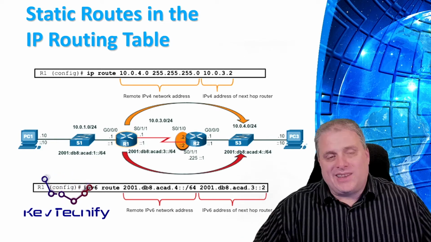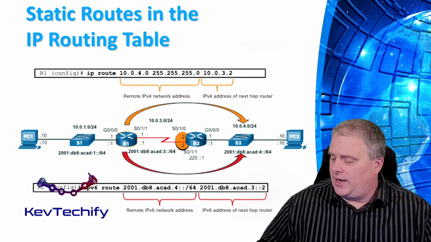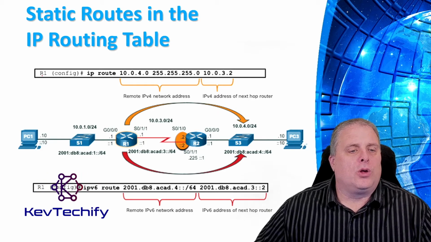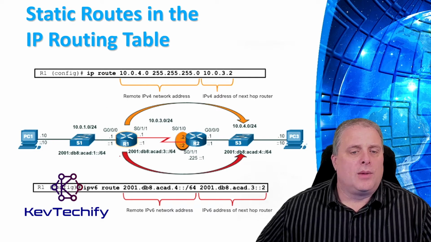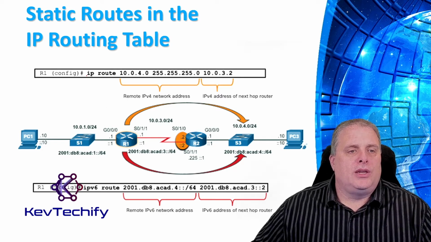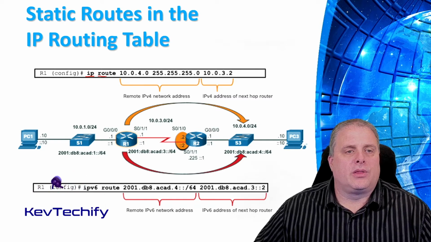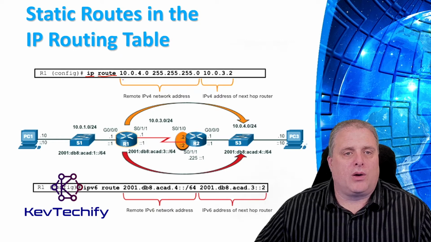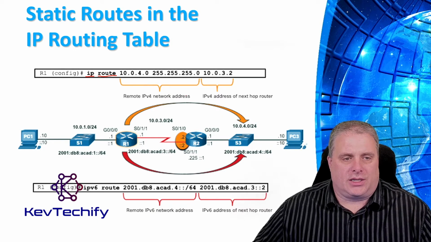Static routes in our routing tables. Here is how we set up a static route. Notice we are in global configuration mode. The top one here is an IP version 4 one. The bottom one is an IP version 6. We're dealing with the IP suite here, so we start off with IP. We're dealing with the route, so it's IP route. Then we have the remote network address.